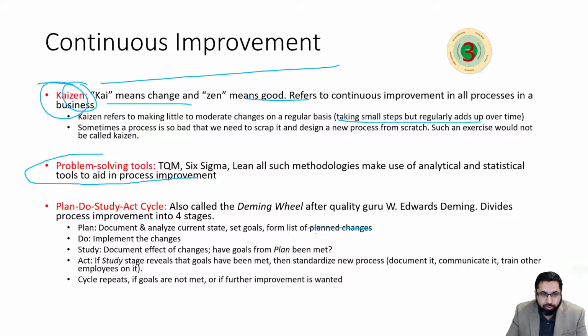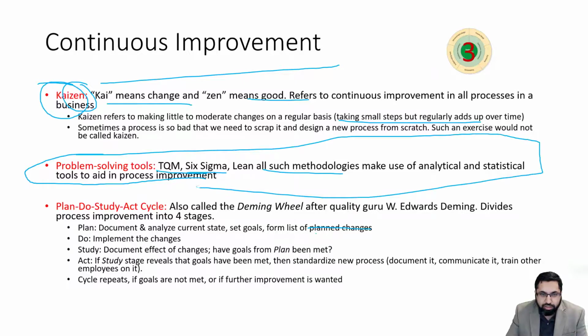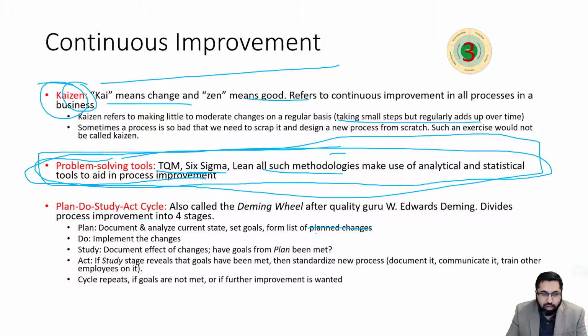You want to use problem-solving tools like Six Sigma, TQM tools, lean methodologies. All of these methodologies have statistical tools, collecting data on quality problems, root cause analysis, Ishikawa diagram or fishbone diagram, all of that nice stuff you use, and you have to train the employees to use those tools.